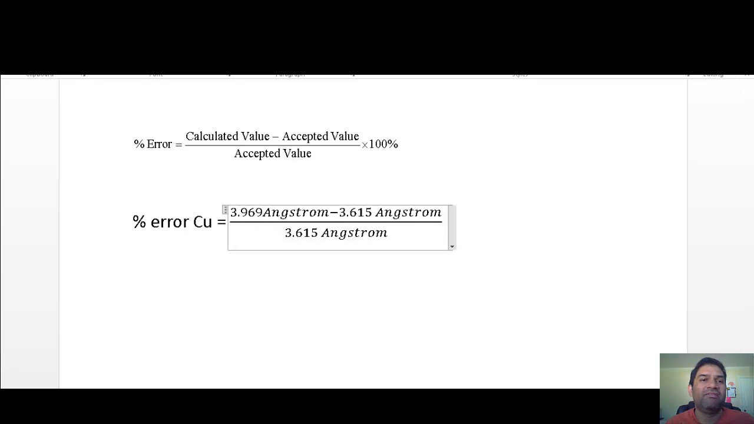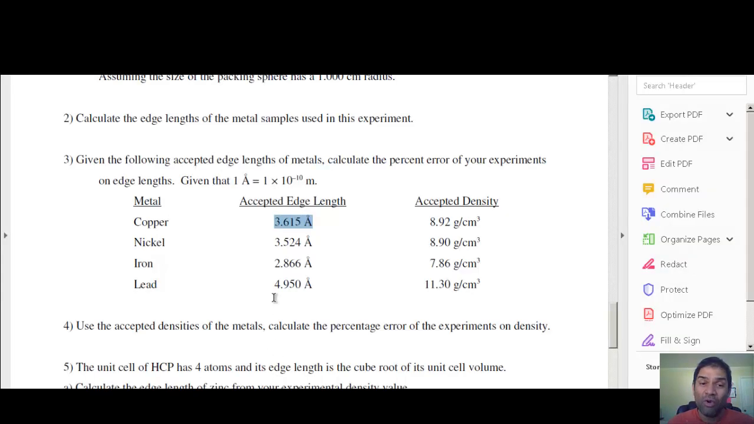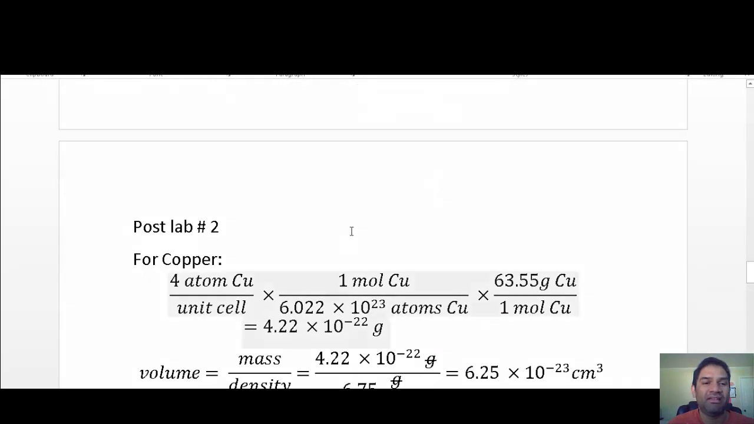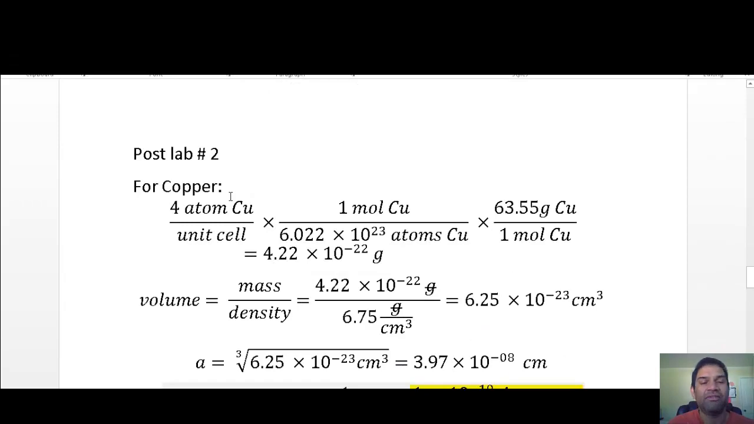And that will give us the percent error, 9.8%. So not bad with the data. All right, so that's the percent error of the edge length for copper. And we will do the exact same thing on your edge lengths that you calculated based on what you've done in here. Okay, for nickel and then iron and then zinc.